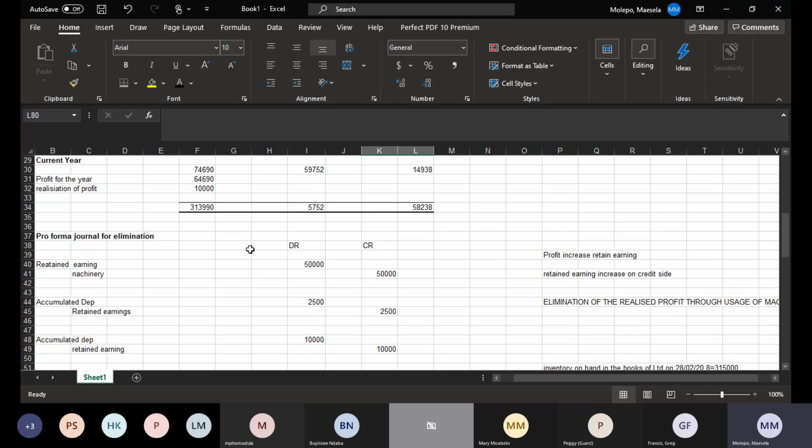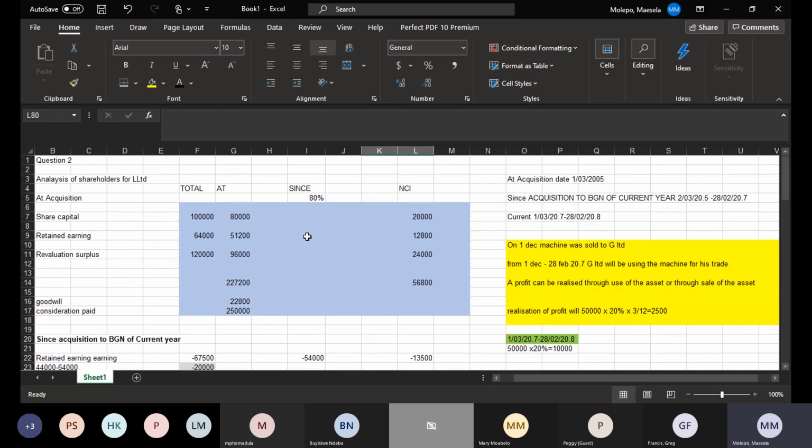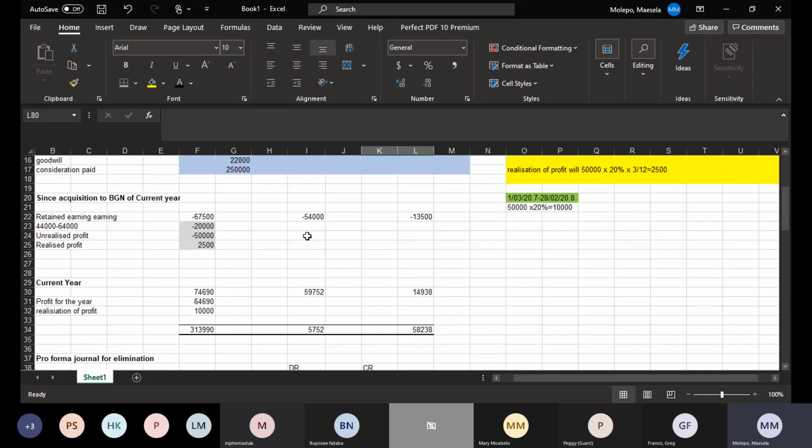Then we have the retained earnings. Our retained earnings for the parent was sitting at 224,690. So on the 224,690, that was the balance at the beginning. Remember, you had the minus of the retained earnings, which was sitting on the negative part when we were doing the analysis of shareholders. So on the analysis of shareholders, we have the retained earnings sitting on the minus, which was the 54,000. So that 54,000 now must be deducted.